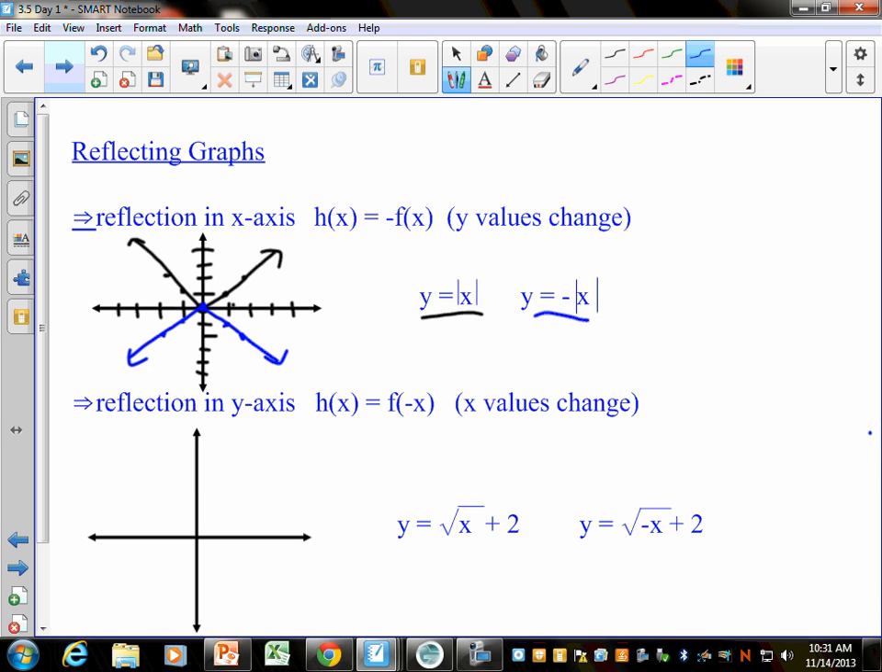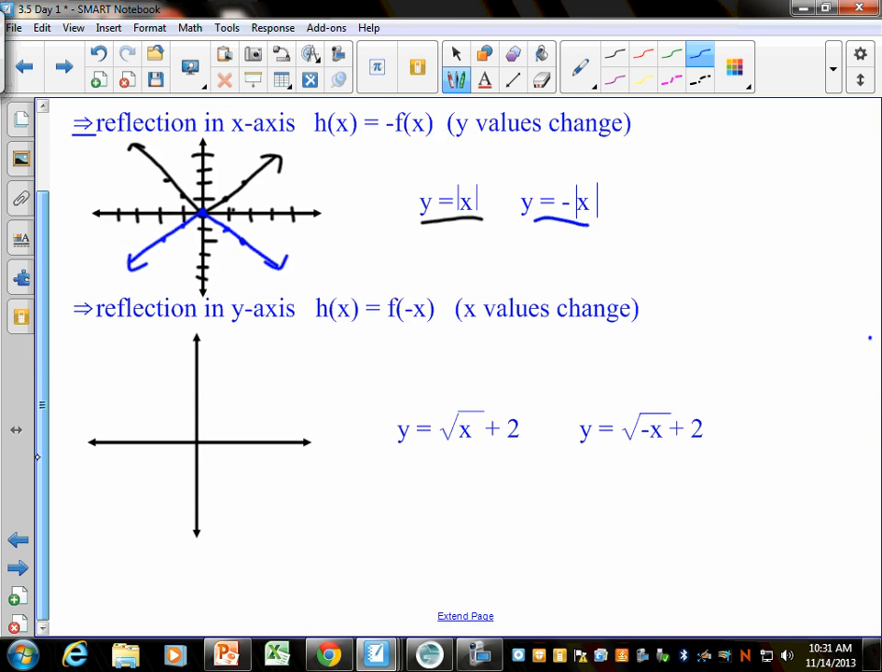What does this +2 mean is happening in my graph? Outside, so that means it's moving up 2. So both of these are moving up 2, but one of them just reflected. So what does a square root graph look like normally? Half of a parabola on its side. You could pick some points here. Oh, I need more points in this, that's alright. I always say pick perfect squares in here.